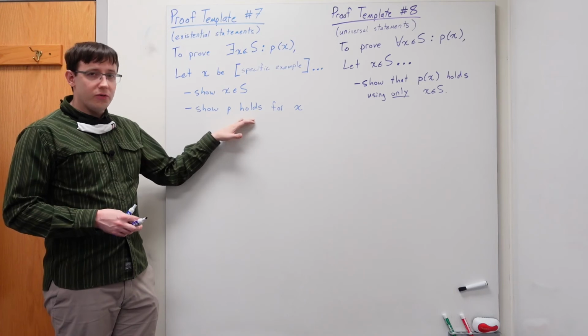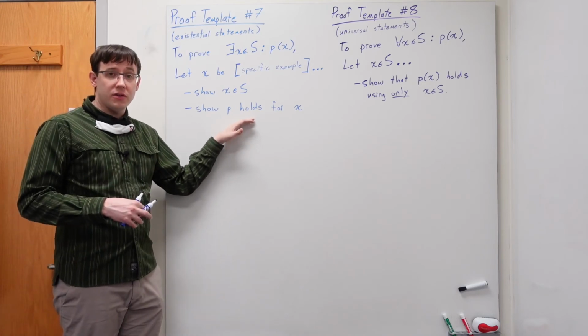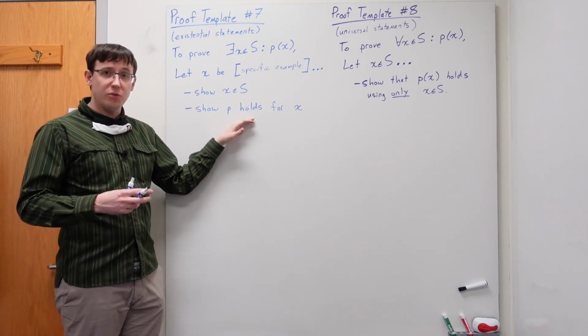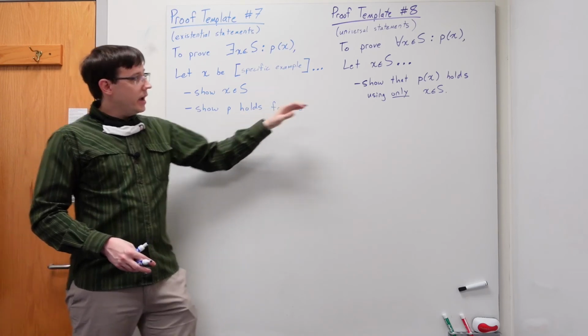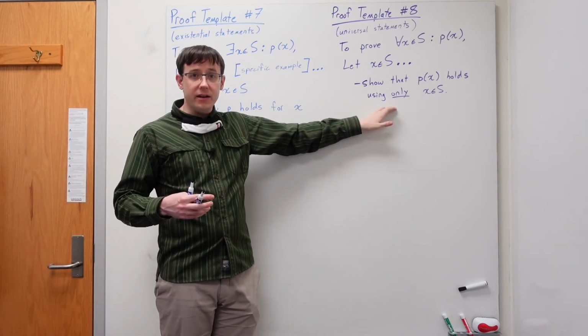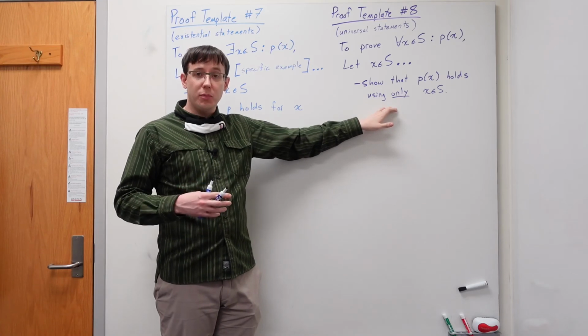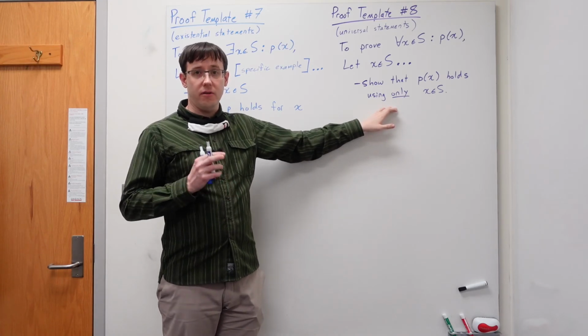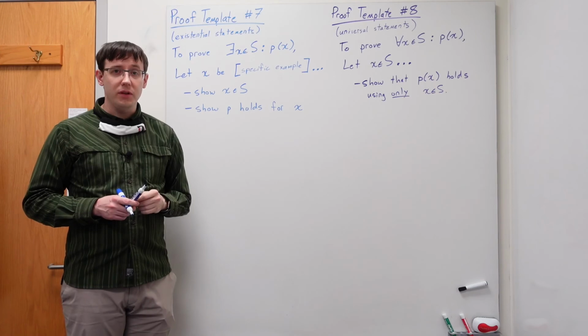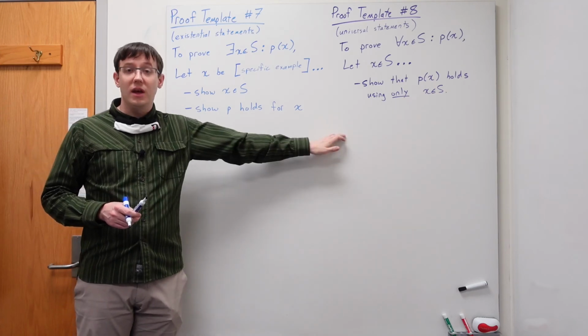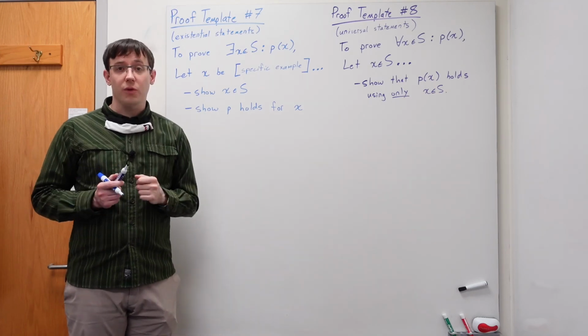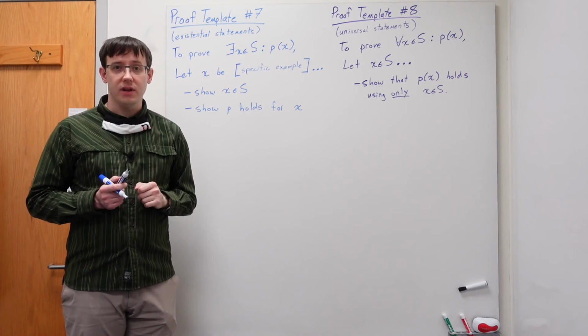We can think of proof template 7 as a close cousin to our template for disproof by counterexample, and we can think of proof template 8 as a close cousin to our template for direct proof of an if-then theorem. Let's do a quick example using each of these proof templates, and then you'll get lots more practice with them in our in-class activity.